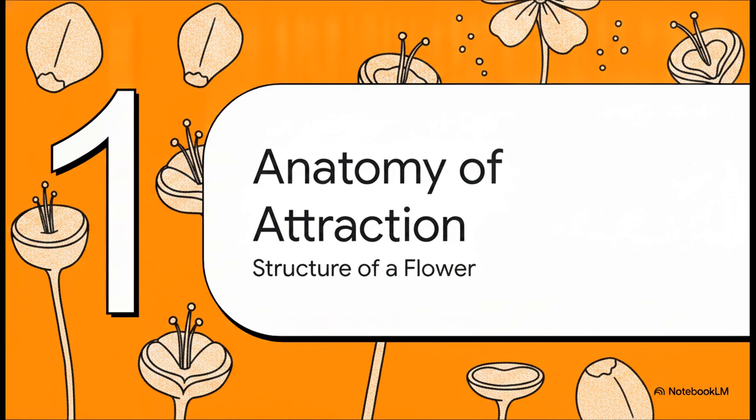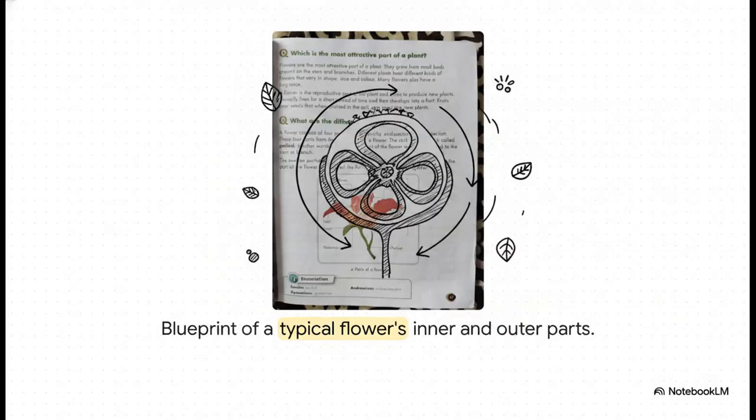Section 1. The anatomy of attraction. To really grasp how plants reproduce, we first have to understand the underlying structure. It's kind of like a giant puzzle. A standard flower consists of 4 main parts, or whorls, and all of these parts are attached to a swollen base called the thalamus, which sits on a stalk called a pedicel.